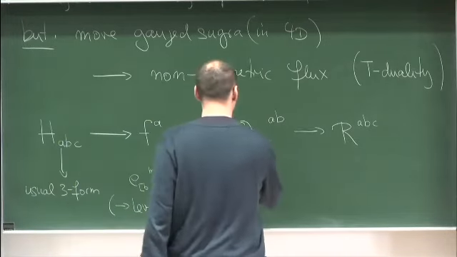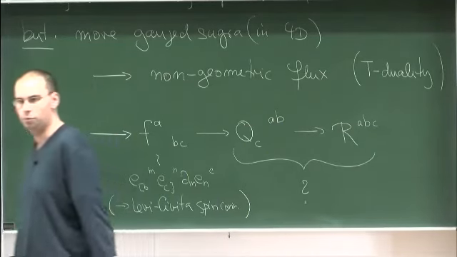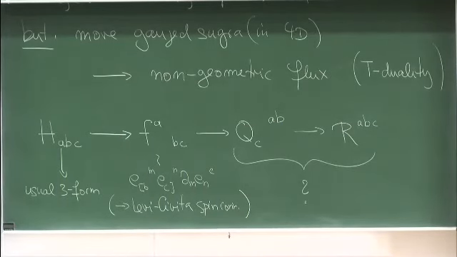But now the question is, what happens to these two? Is there a geometrical interpretation of Q and R?